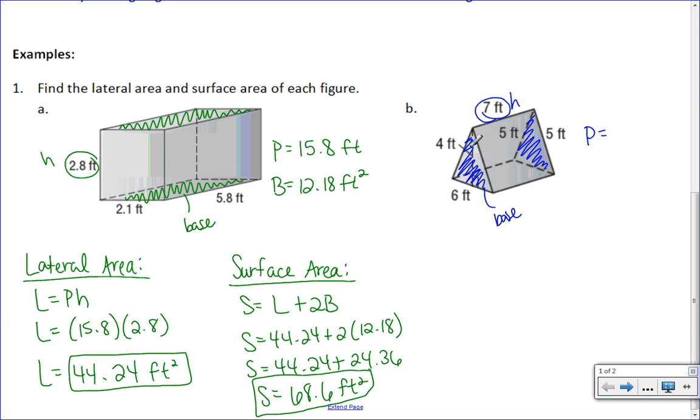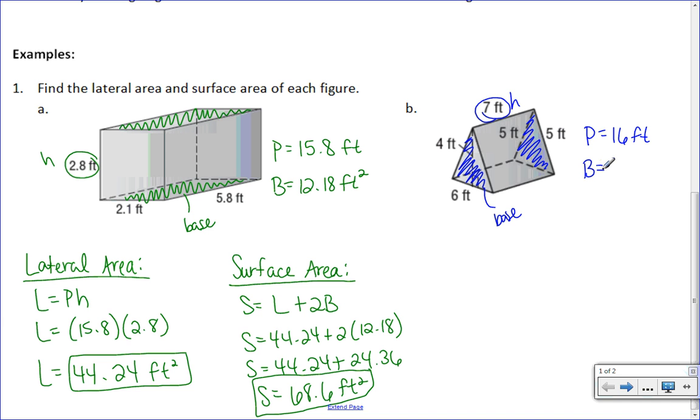So we have a triangle here. And we know that this side is 6. We know that this side is the same as this side. These two have the same length. So if this is 5, this is also 5. Same with this side back here. If this side is 5, then this side is also 5. So 6 plus 5 plus 5 will give us the perimeter of the base, and that is 16 feet.